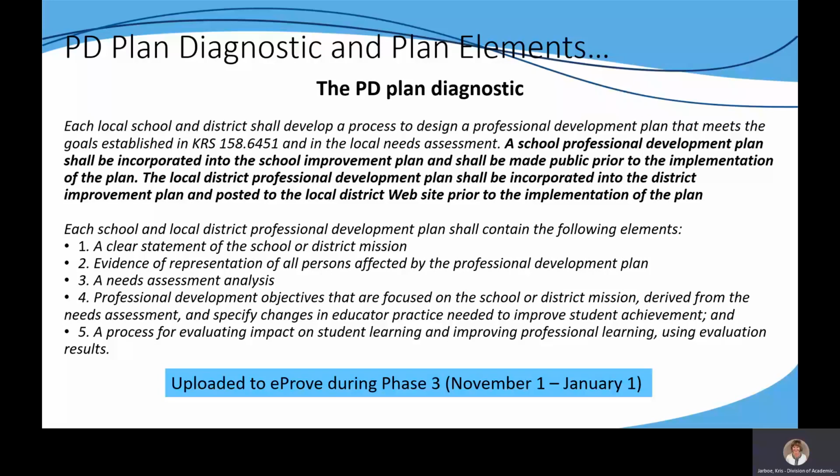The elements, if you will notice, are that there is a mission statement included. So you've looked at your data and your needs, and you have set some goals and a mission statement based on those needs. There needs to be evidence that all persons, all shareholders are included and represented in the decision making and in the implementation. There needs to be evidence that your needs assessment was analyzed. Your professional learning objectives should be focused on the mission and connected to all this. And then lastly, there needs to be a process for the evaluation of the PD plan. This is what we're doing. Is it working? If it's working, these are our next steps. If it's not, these are areas in which we need to grow.